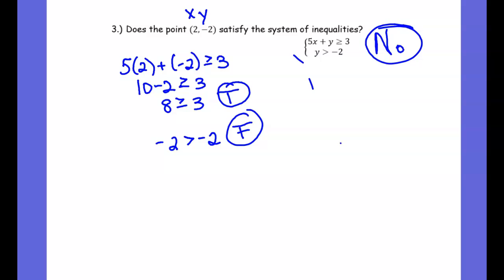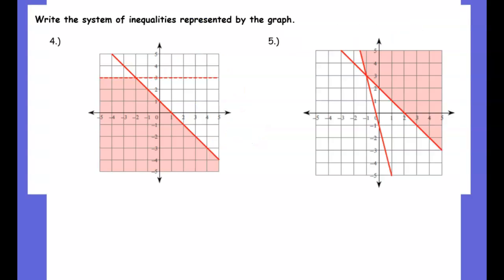Okay? All right, so now this is where it gets a little tricky. Now we're going backwards, and you've got to keep yourself organized. Now we have the solution, and we want to write the system of inequalities. So I'm going to start out and identify my lines. There's my first line. If I look at it, it's a horizontal line, so I'm going to think of HOY, which means it starts with y.